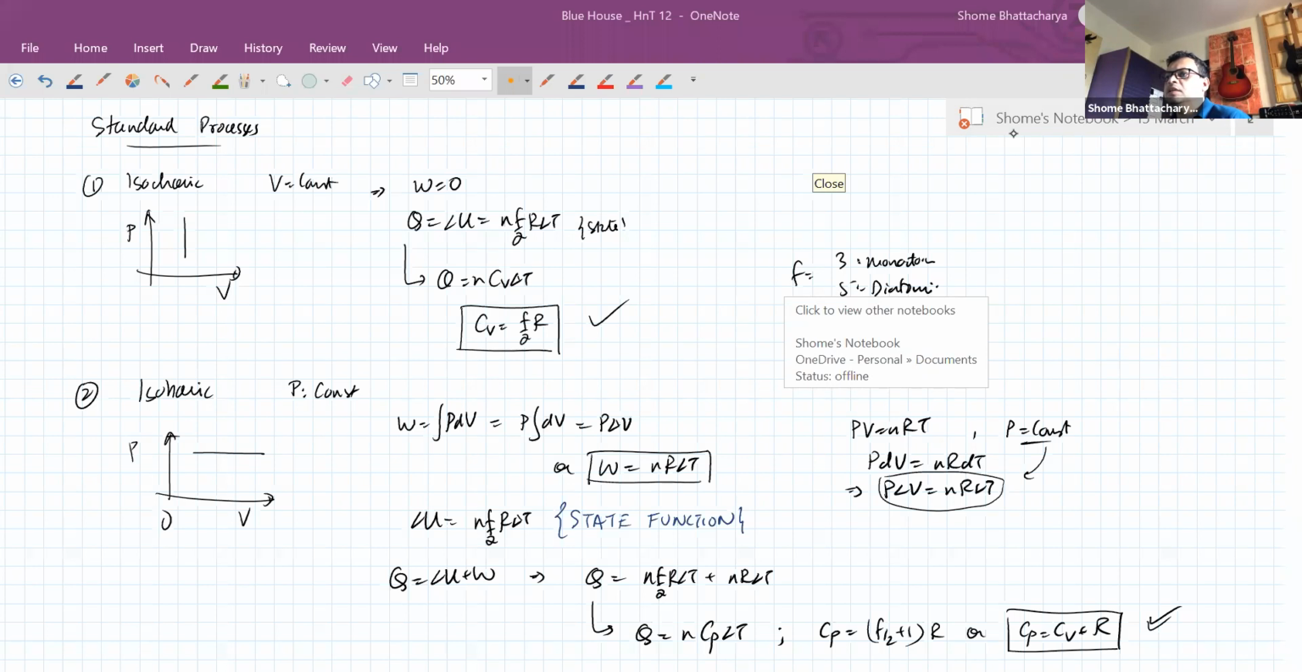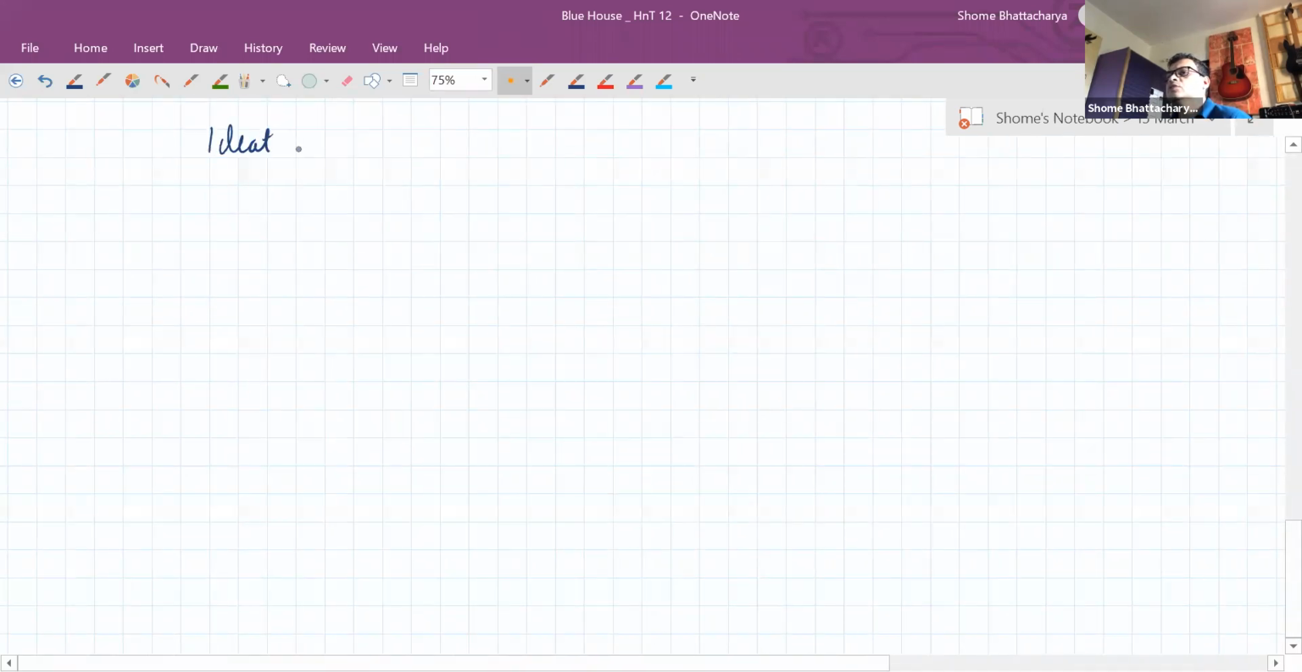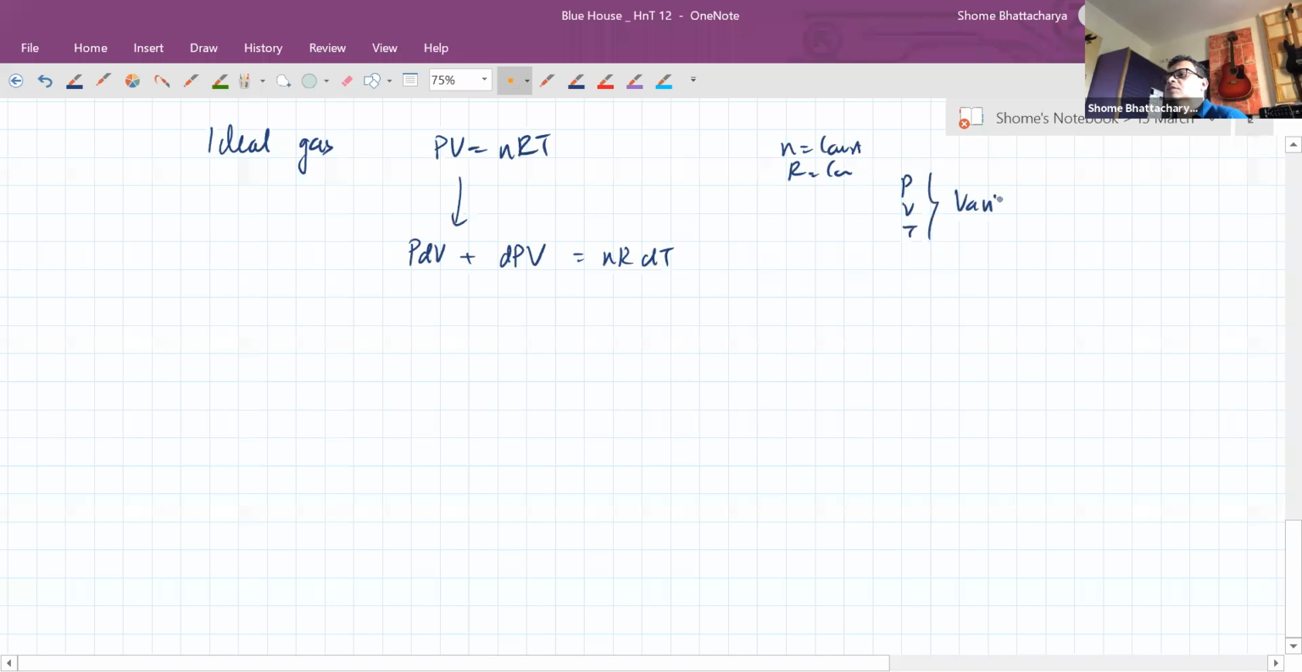How did we prove P dV is...? We proved that like this: in general for an ideal gas, we have the equation of state PV is equal to nRT. So if we differentiate both sides, we get, in general, first function into derivative of second plus first function's derivative into second function. This is the product rule. So that should be equal to nR into dT, because n is constant, R is a constant, but P, V, and T in general are variables.